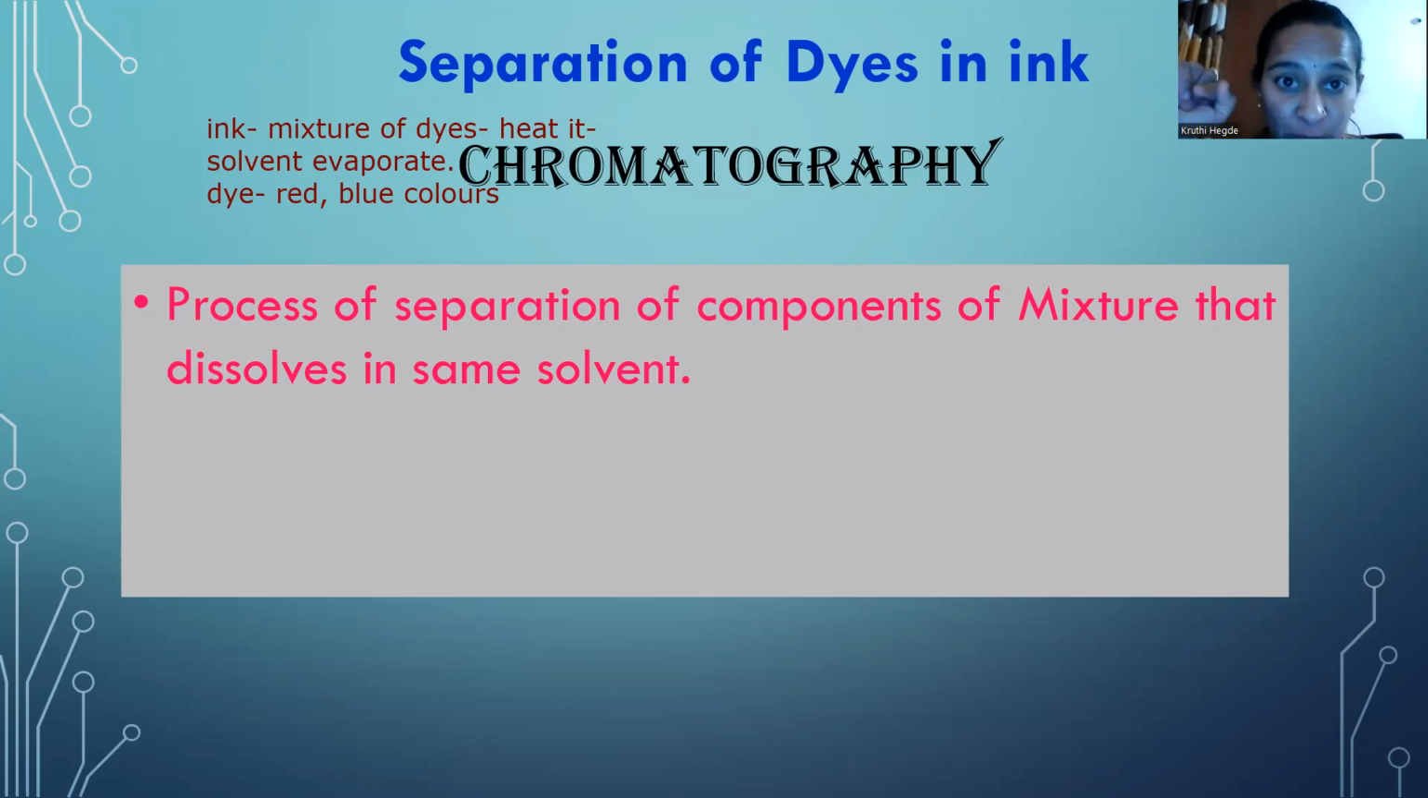The chromatography principle is, when can we use this? When the components of a mixture are able to dissolve in the same solvent. For example, salt and sugar dissolve in the same solvent. But that does not mean salt and sugar can be separated by chromatography. So this chromatography is to separate the components of a mixture that dissolve in the same solvent.